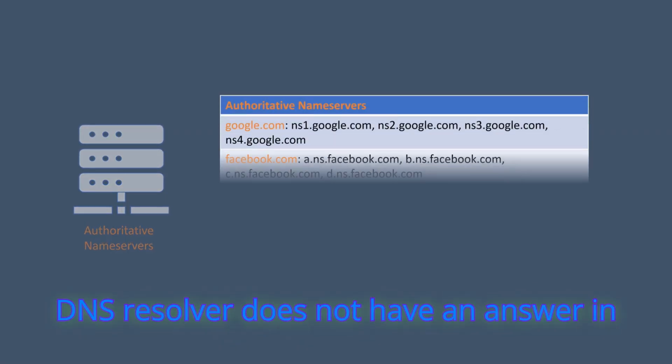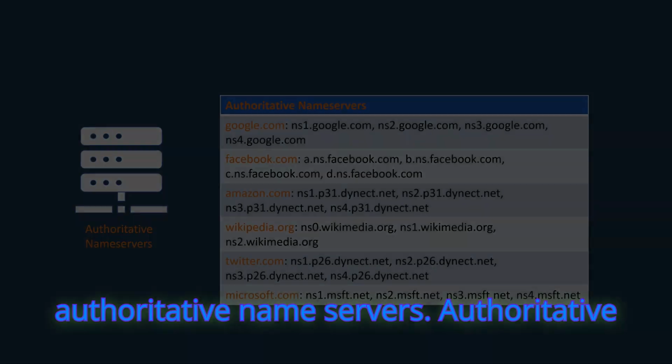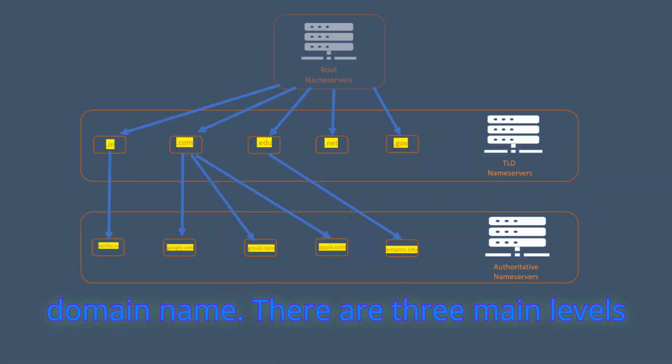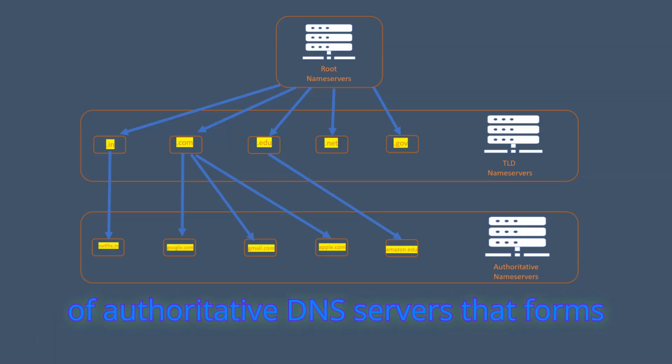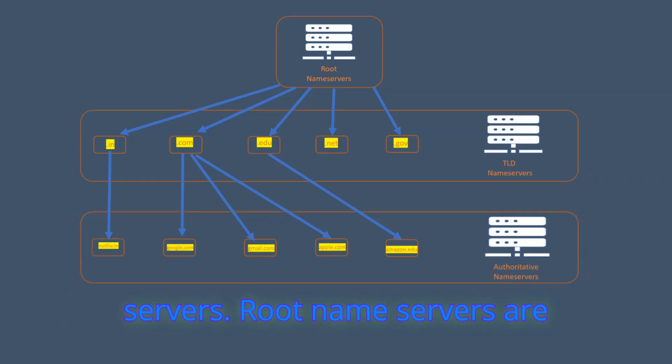If the DNS resolver does not have an answer in its local cache, it looks for the right authoritative name servers. An authoritative name server has the original and definitive DNS records for a particular domain name. There are three main levels of authoritative DNS servers that form the hierarchy: root name servers, TLD name servers, and authoritative name servers. Root name servers are responsible for responding to queries about the top level domains like .in, .com, .org, .net, and providing references to the authoritative name servers for these domains.